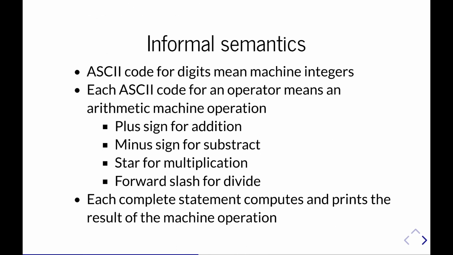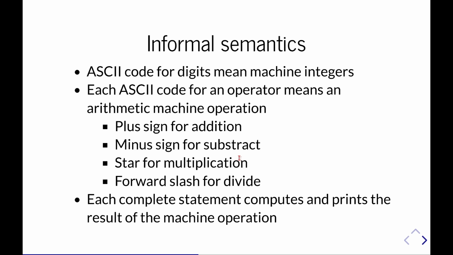Okay, so syntax tells us what textual inputs are valid to our program. The semantics tells us what it means, how it should be translated. For our compiler, we're going to assume that the ASCII codes for digits mean machine integers. We're going to define that each ASCII code for these operators corresponds to some assembly instruction for the corresponding operation that we want to do. So the plus sign is going to be used to generate an addition instruction, minus for a subtraction instruction, star for multiplication, slash for divide.